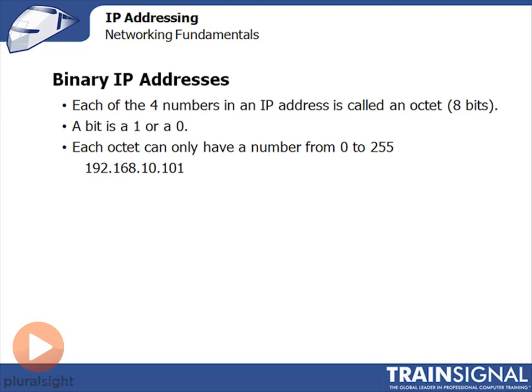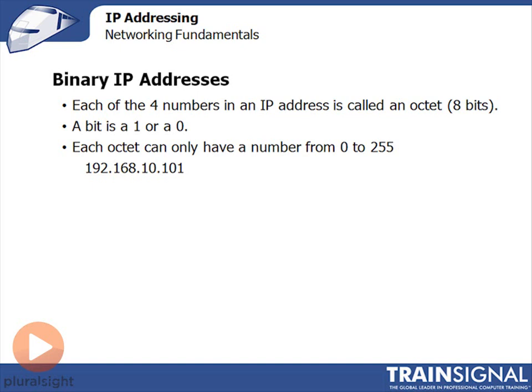Okay, now, why did we just do this whole binary math thing? Well, again, remember, this is all about IP addressing. And in order to truly understand IP addressing, you have to know how to work with binary IP addresses. We already mentioned that each of the four numbers in an IP address is called an octet because it's actually an 8-bit binary number. Each bit is a 1 or a 0, and each octet can only have a number from 0 to 255. Okay, now it's maybe hopefully starting to make a little bit more sense.